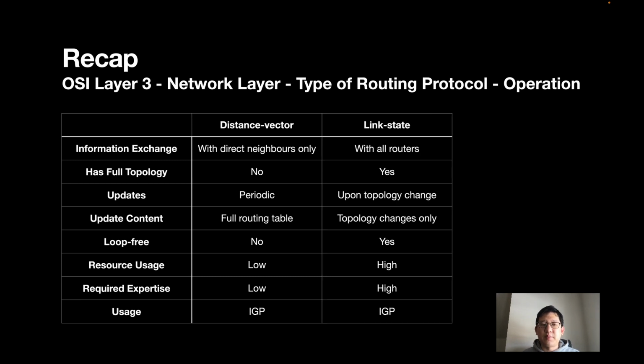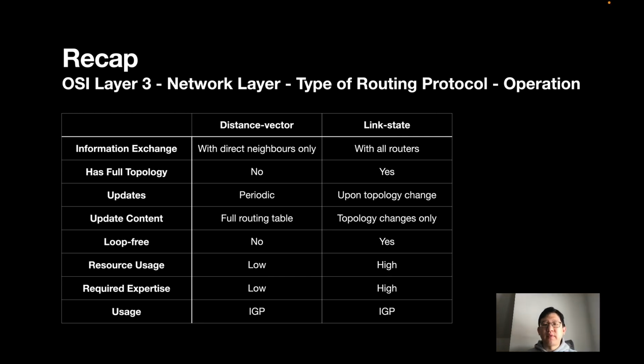We also have link state protocols. Link state protocols exchange information with all routers on the network, which means it has the full topology. Now, for updates, it only updates upon a topology change and only sends the topology changes. It is guaranteed to be loop-free, but it does have high resource usage because you need to process the full topology, and it requires a high amount of expertise to configure and maintain. And it is mainly used by IGP protocols.